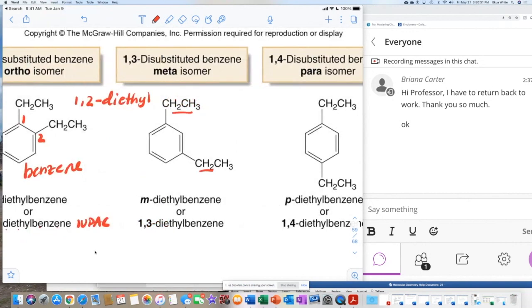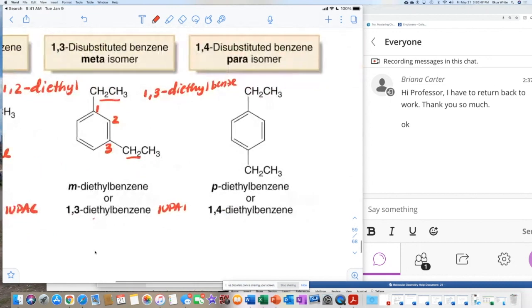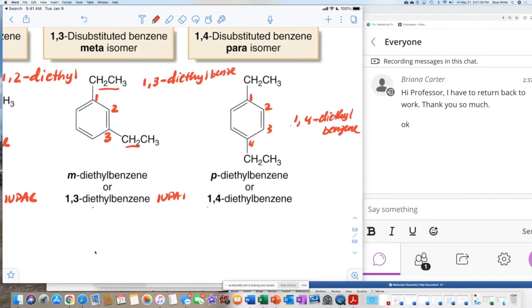Once again, same side name or same side chain. So this is going to be 1, 2, 3, right? So 1, 3 dash diethylbenzene. And we have that here. This is the IUPAC name. And these are opposite to each other. 1, 2, 3, 4. So we have 1, 4 dash diethylbenzene. Right? So right here on carbon position 1 and 4, we have two ethyls. Longest chain is benzene. This is once again the IUPAC.